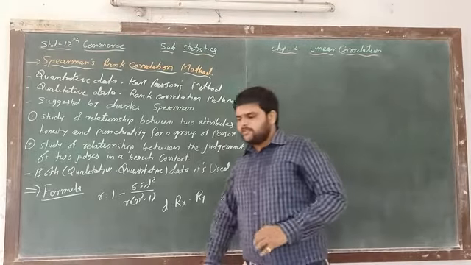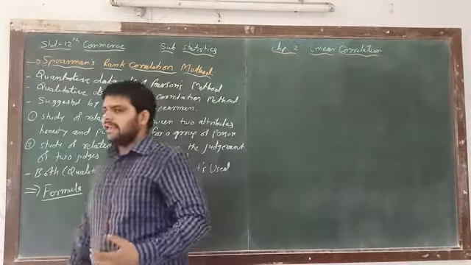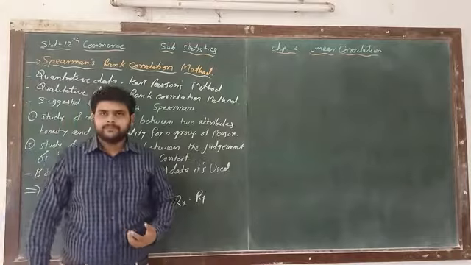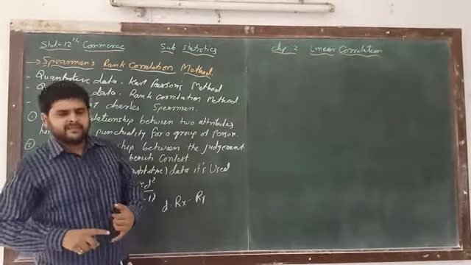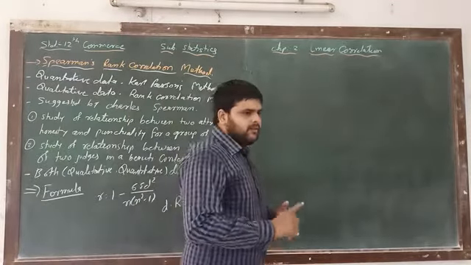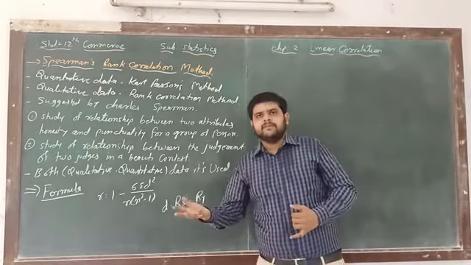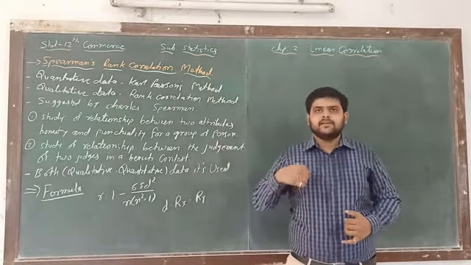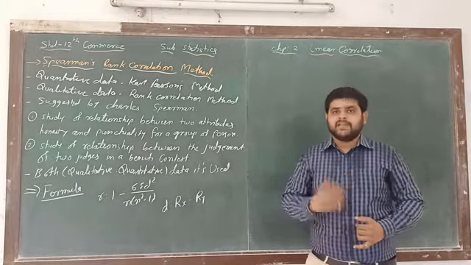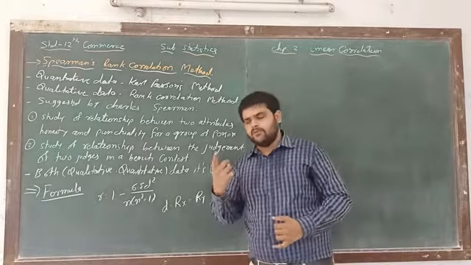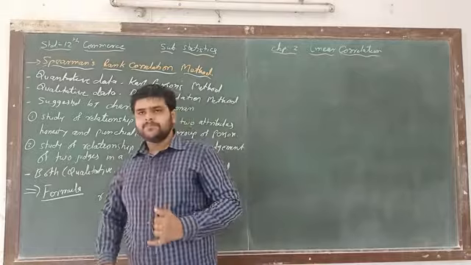Up to the last video, we learned about the Karl Pearson product moment method. First of all, in this chapter we learned what correlation is, then positive and negative, then perfect positive, perfect negative, partial positive, partial negative, and no relation. We learned that with the help of a graph.